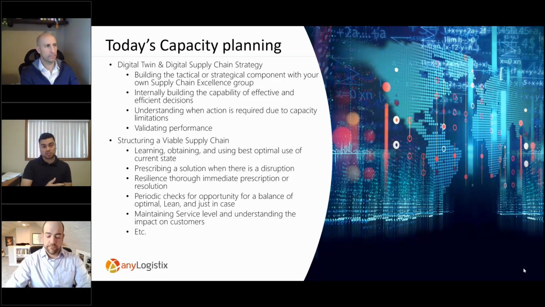If it was a disruption that triggered updates, or if it's an event, or a weekly or daily perspective, companies are doing periodic changes or checks for opportunities to see if they can balance something that's optimal, lean, and just in case. And this is where we get into being resilient as a supply chain, because you're adopting these changes immediately into the supply chain. So restructuring is becoming a very important part of supply chain.